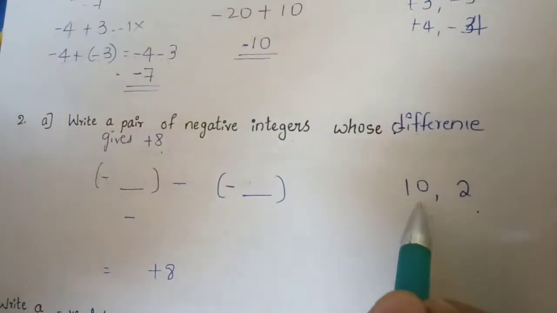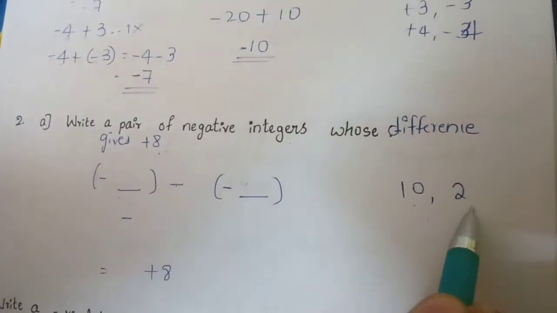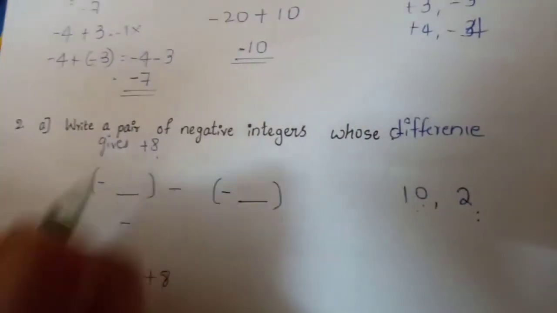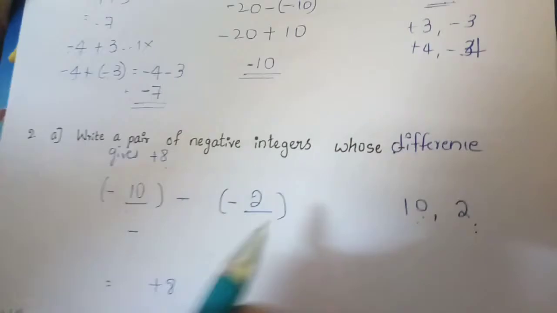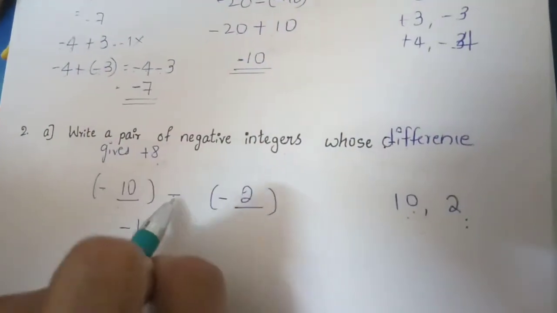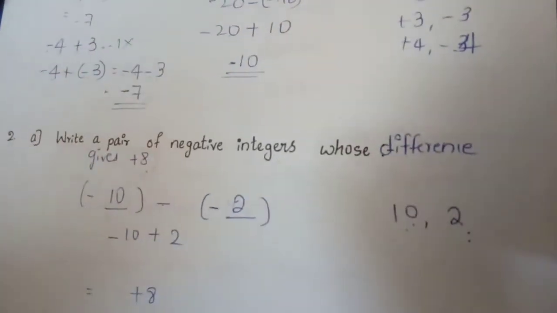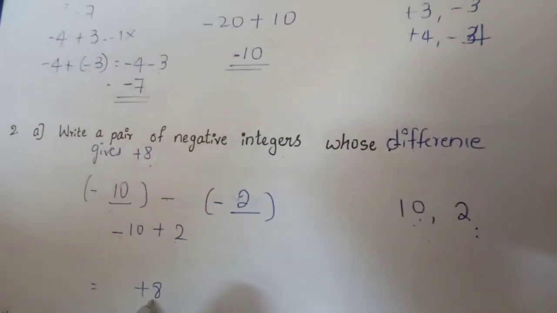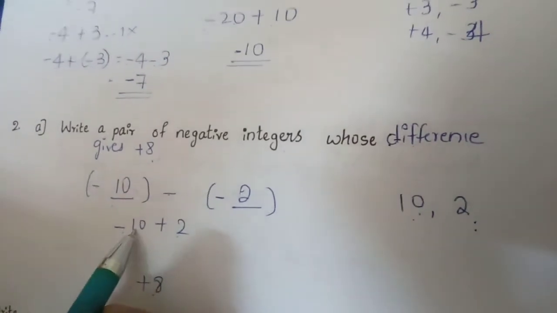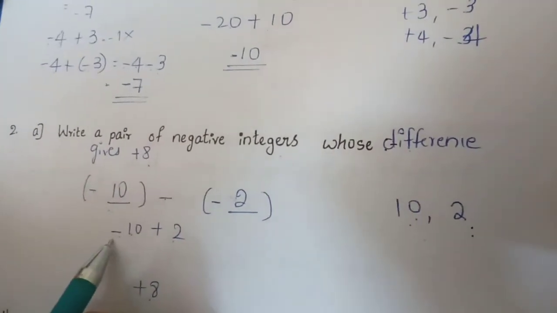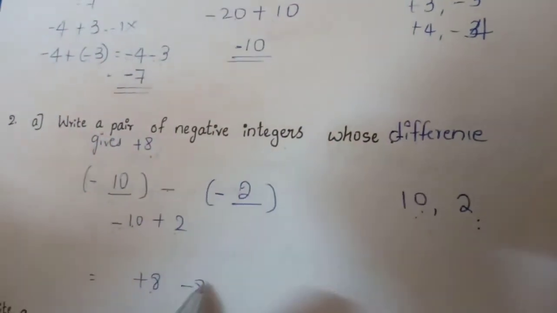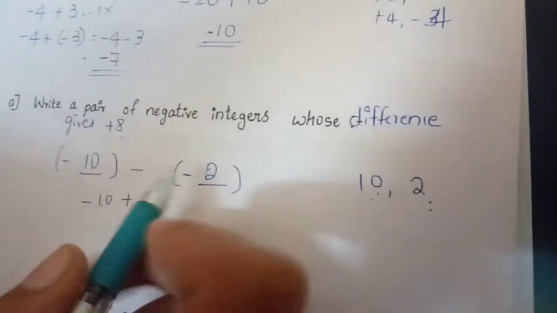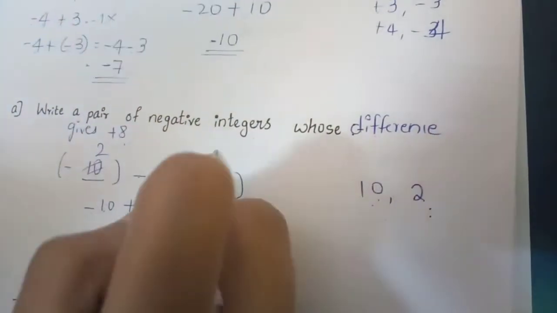Okay. Now, I took 10 and 2. Now, the question comes: where to put this 2 and where to put this 10. If I put 10 here and 2 here, what do I get? Minus 10, minus into minus is plus, I get plus 2. Now, this will be plus minus minus. 10 minus 2, 8. But what do I get? 10 is the greater number and 10 has a minus sign. So, I get minus 8. But I don't want minus 8. I want plus 8. So, I need to put 2 here and 10 here.